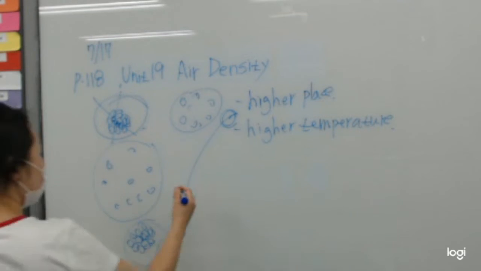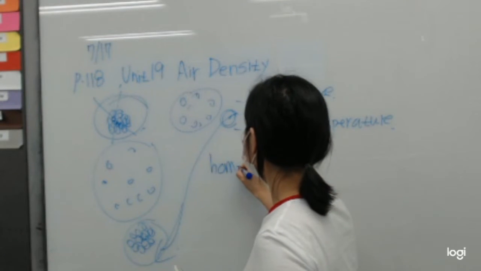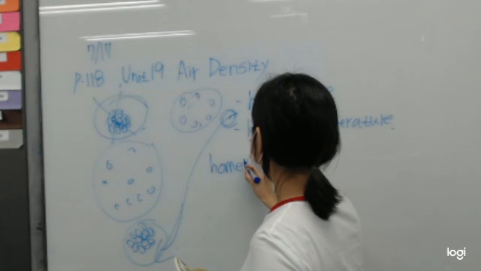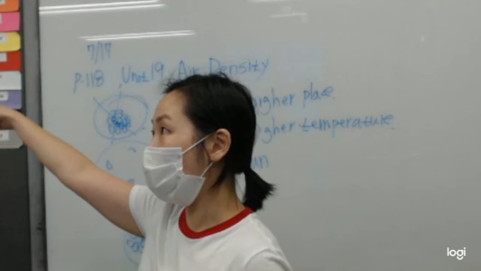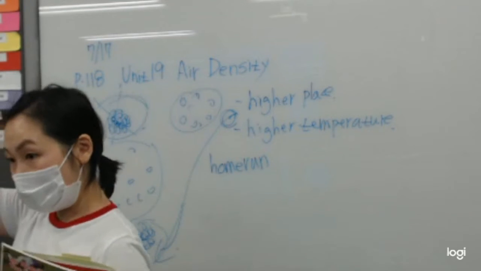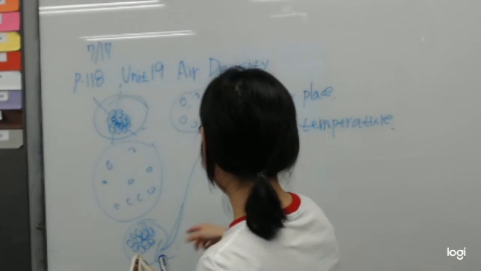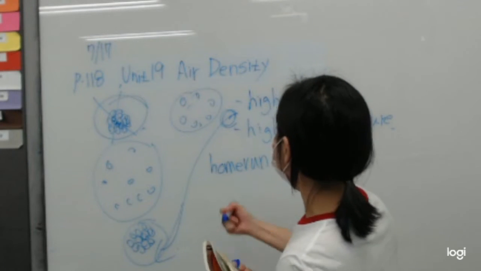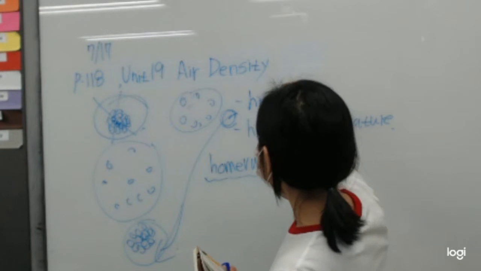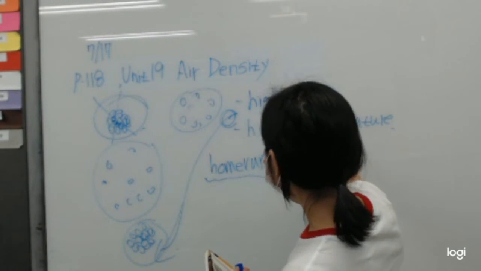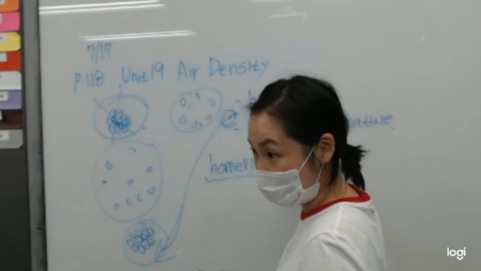Okay? So guys, what is a home run? Oh, the ball goes very far. Yeah, the ball flies further and goes over the fence, right? That is a home run, okay? So they get a home run when they play at a higher place and when there is a very hot day, okay?